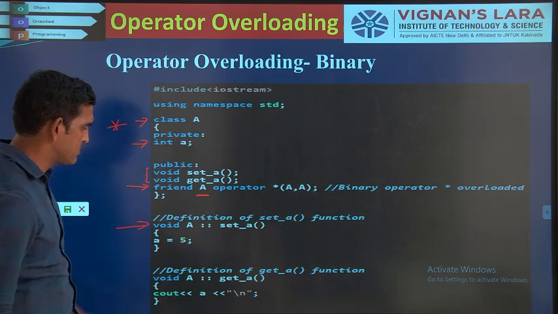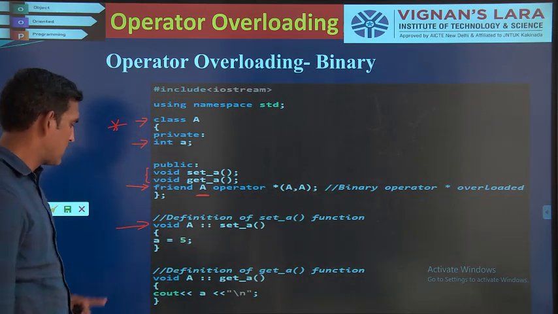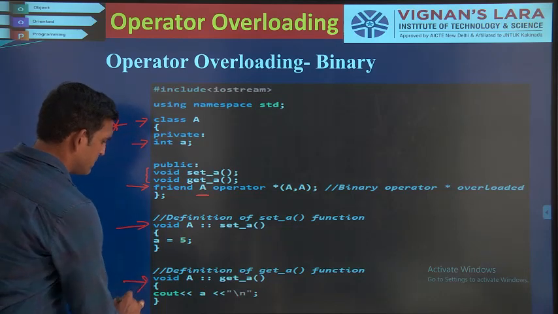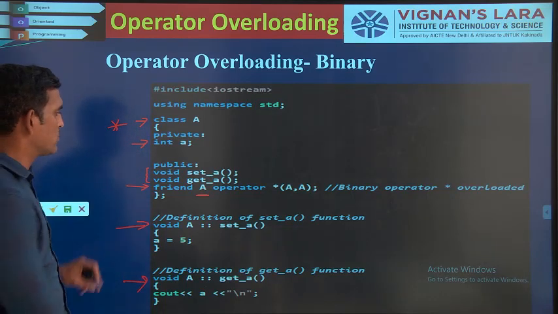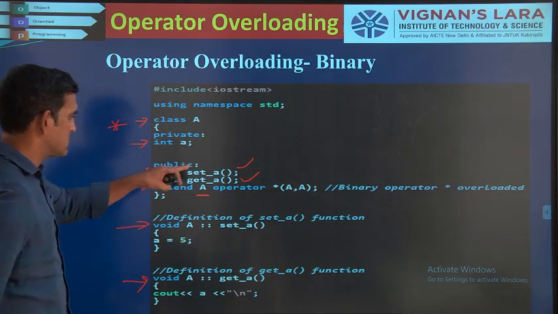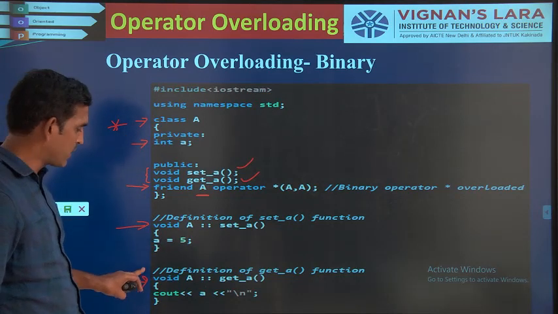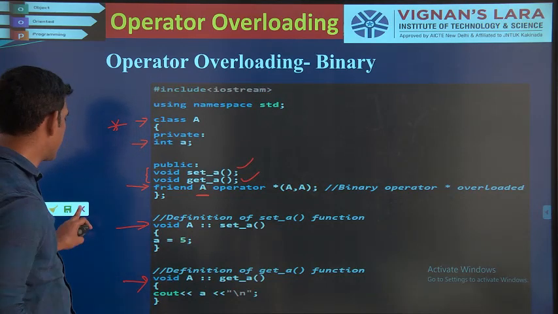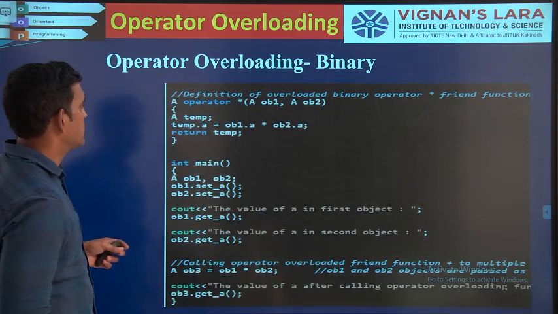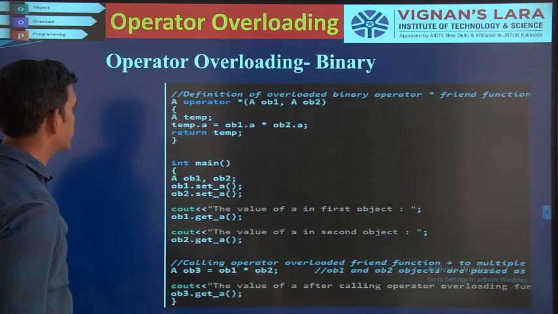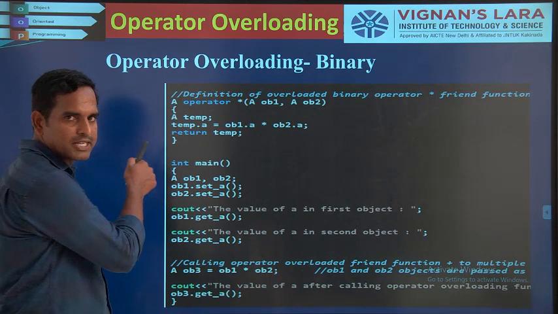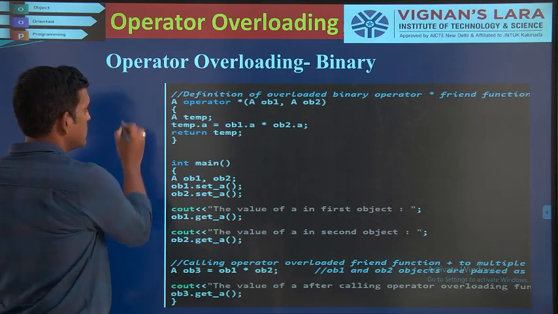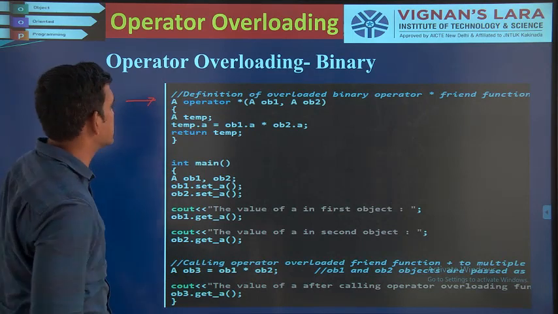Inside the set, I am setting the a value to 5, and in get I am printing the particular value. That is, these two methods, the set method and the get method. The set method will set a to 5 and the get method will print your a value. And if you see the overloading part, what have we done? We have declared that particular friend function in the class. Now I am trying to define the same function here.